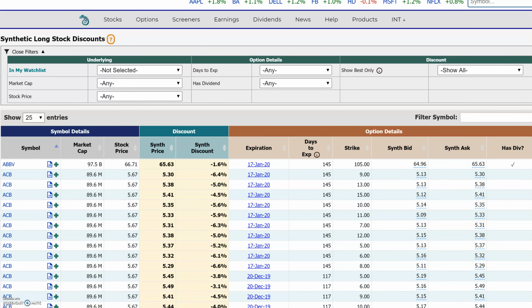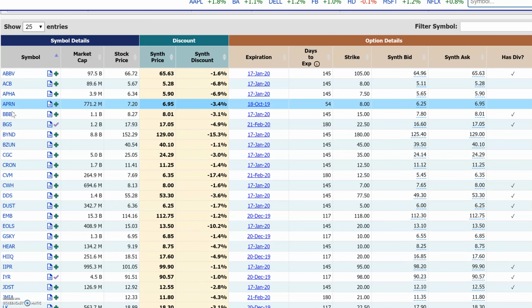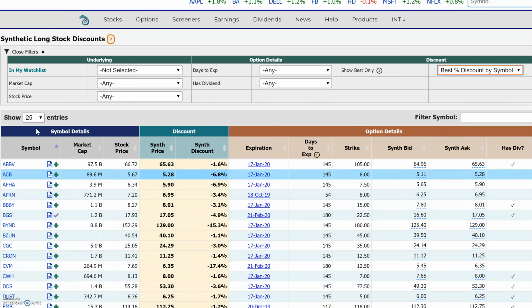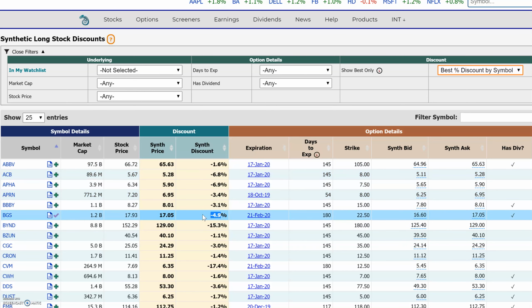And let's just look for best discounts by symbol over here. This is going to now give us, for the symbols that have a discount, the one with the highest discount. So you could see over here for each symbol, we have a discount here. This is the expiration month. This will be days to expiration. Here's the strike price, and here's the synthetic bid and offer.